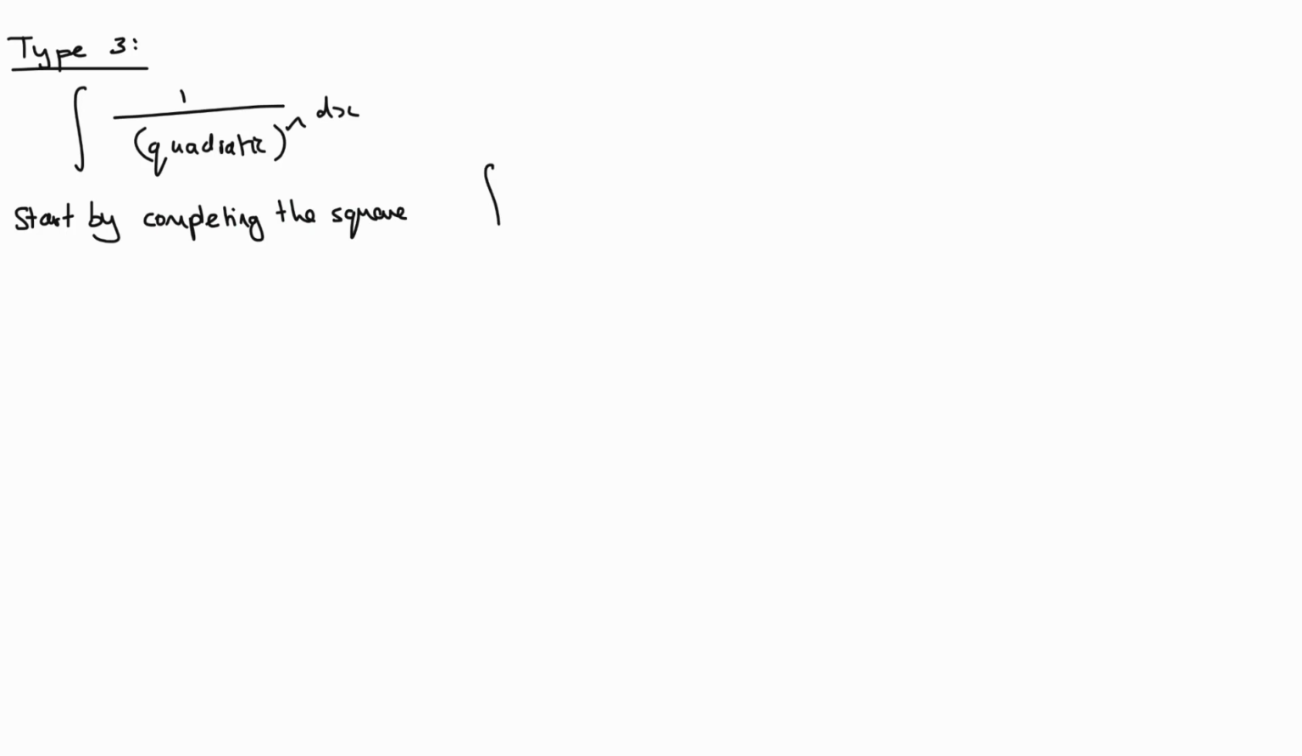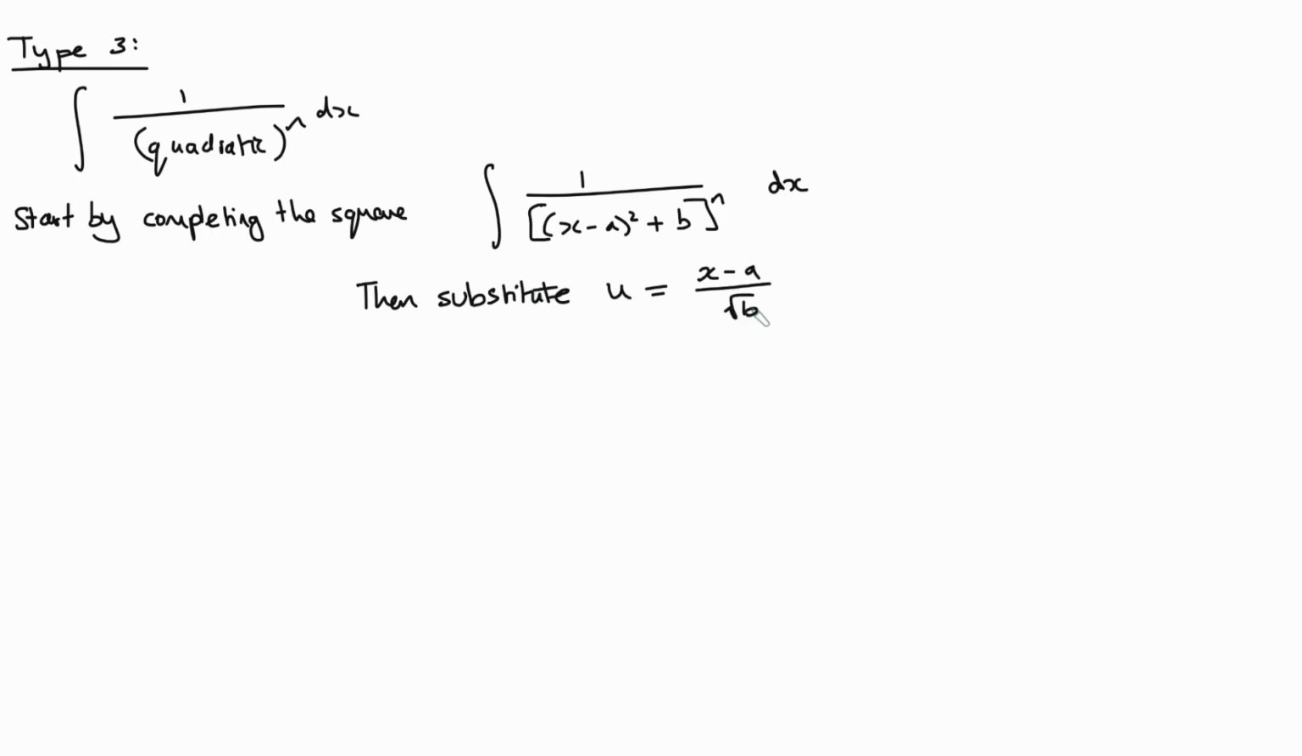So whatever the quadratic was, I'll make sure it's now in the form 1 over (x minus a) squared plus b, all to the power of n. I can just complete the square in that quadratic. Then if I make this substitution, u equals (x minus a) over the square root of b, I end up with an integral that in the denominator has just (u squared plus 1) to the power of n, where I have pulled out a constant of b to the power of n and just called it capital A on the top of the integral.